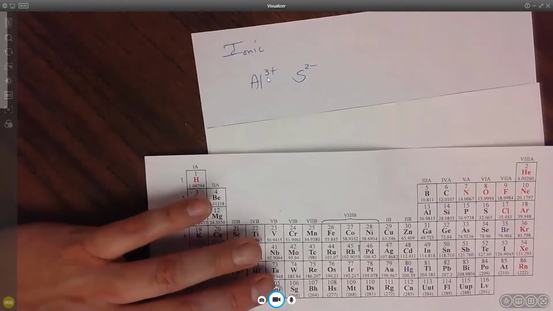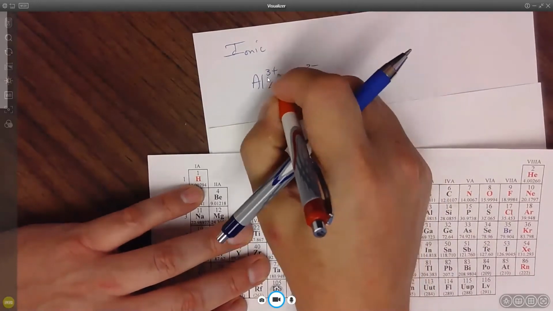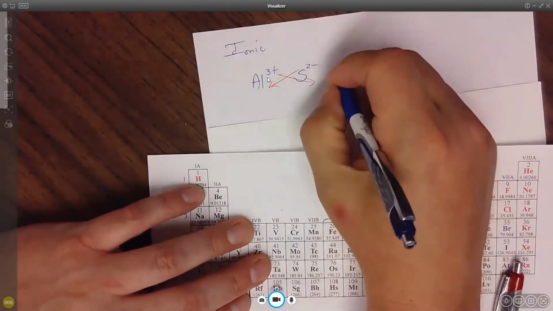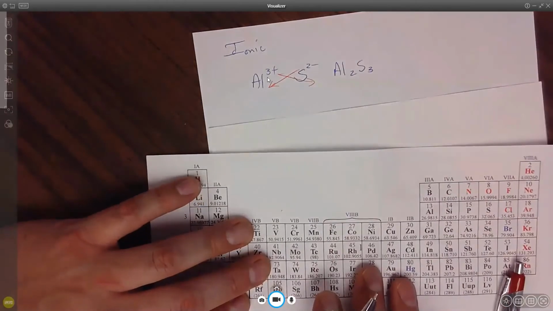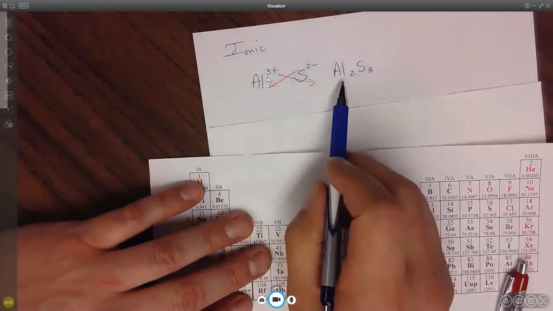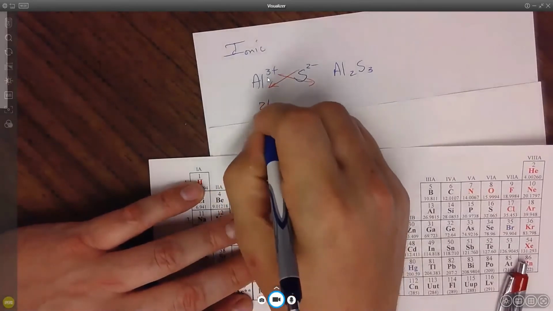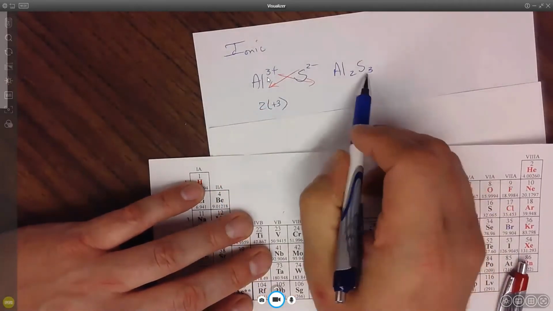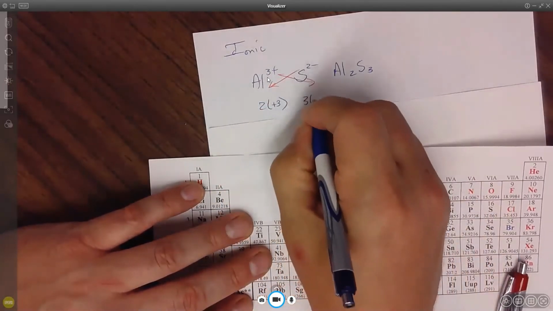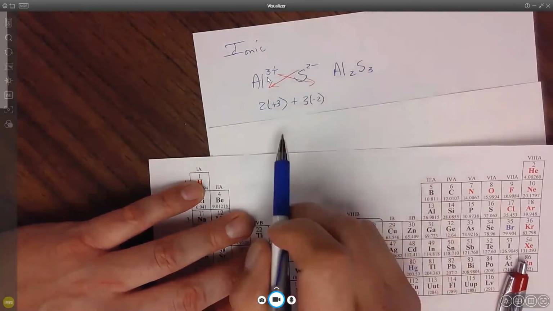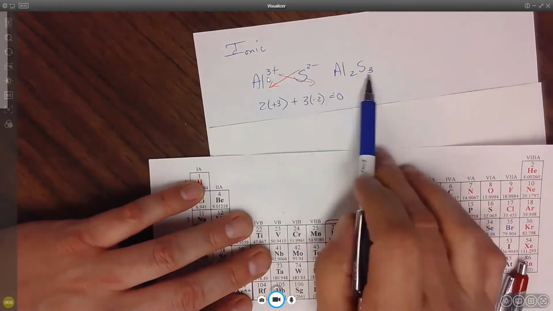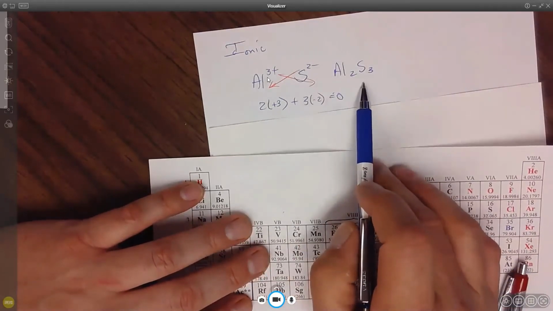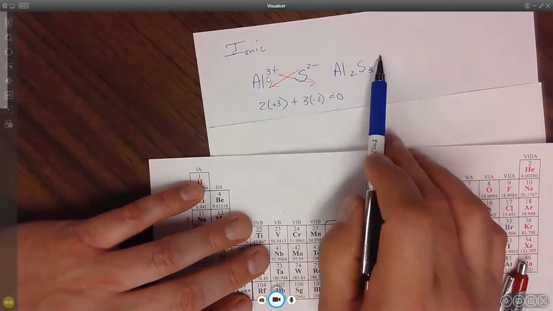We could play the game where we can go this way and just change. So we could say Al2 and then S3. And basically what that means is we have 2 of the +3, and we have 3 of the -2. And when we add these together, we got +6 and -6 is going to be equal to 0. And that's why our ionic compounds are always neutral. Okay.